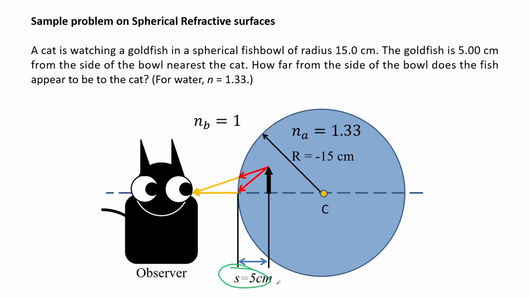First we draw the problem. It appears that the light rays will be coming from the bowl then into the eyes of the cat as an observer. We take into consideration the radius, which will be negative since it is on the side that faces the convex surface of the refractive material. The indexes of material are assigned as n_a of the material and n_b for the surrounding environment, which is air, so n equals 1.